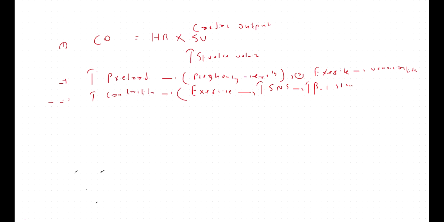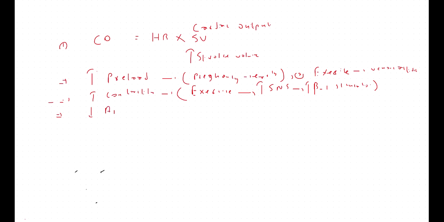Another thing is anxiety. Why anxiety? Because anxiety will activate your sympathetic nervous system, so you get the contractility being high. Now, the third parameter which will increase our stroke volume will be what? It will reduce afterload.